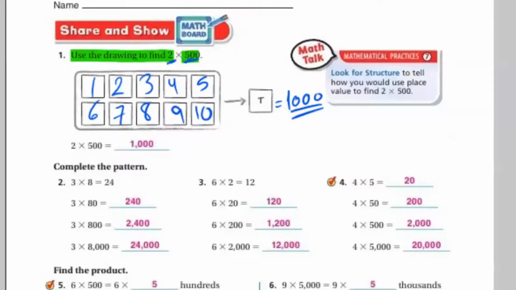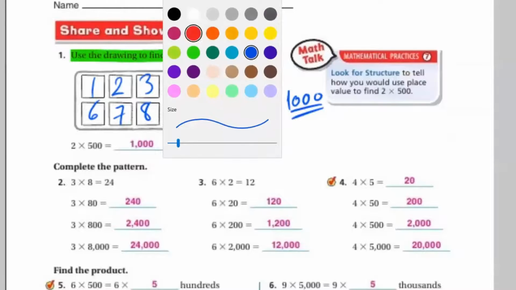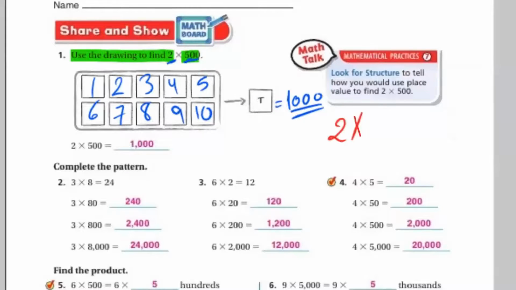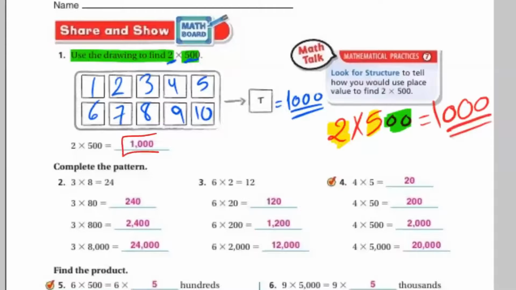If we write it here, 2 multiplied by 500 equals, we have here 2 zeros, right? So put the 2 zeros as the same in the answer here, and 2 multiplied by 5 equals 10. So let's write it here. So we have 1000, like that. Okay, the next one.